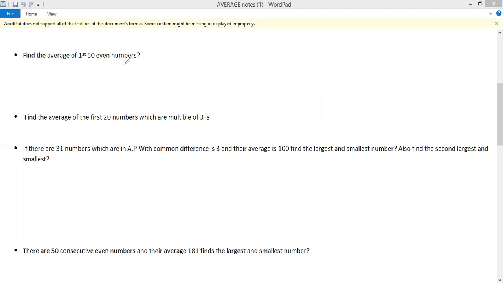See here once again. Suppose the numbers are 1, 4, 7, 10, and so on. Suppose the average is already given in the exam. What is the average? Suppose this is the average.